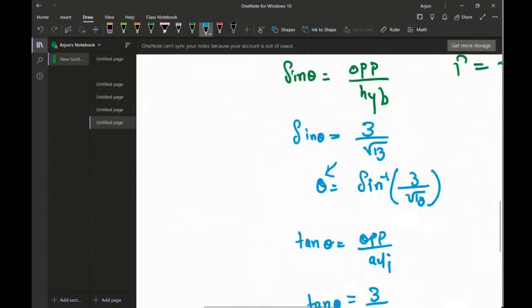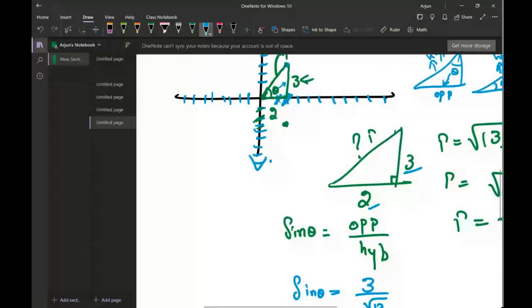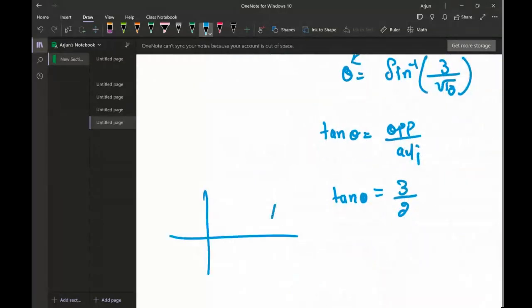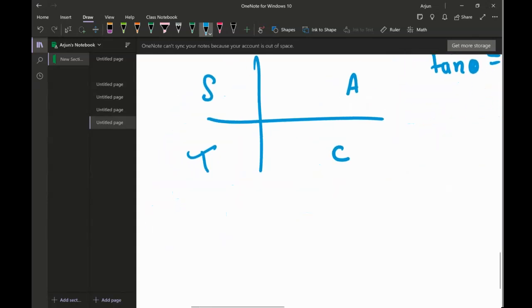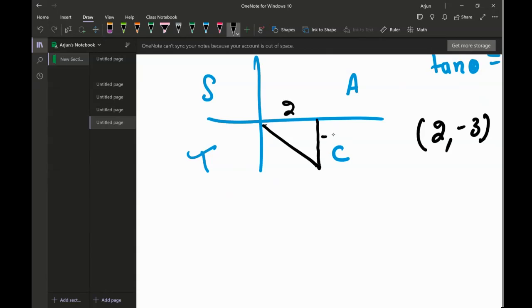Now, we said that all are positive in the first quadrant, sine is positive in the second quadrant, tangent is positive in the third quadrant, and cosine is positive in the fourth. So what does that mean? I can prove it with the help of the same point. If I take the point (2, -3), it will lie in this quadrant somewhere down here. So this means the x value is 2 and the y value is minus 3.